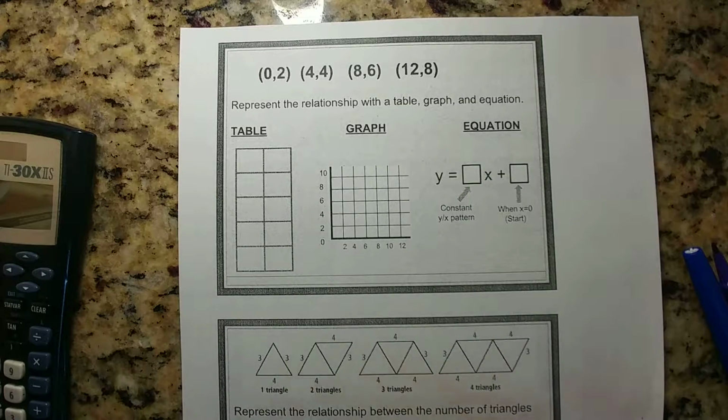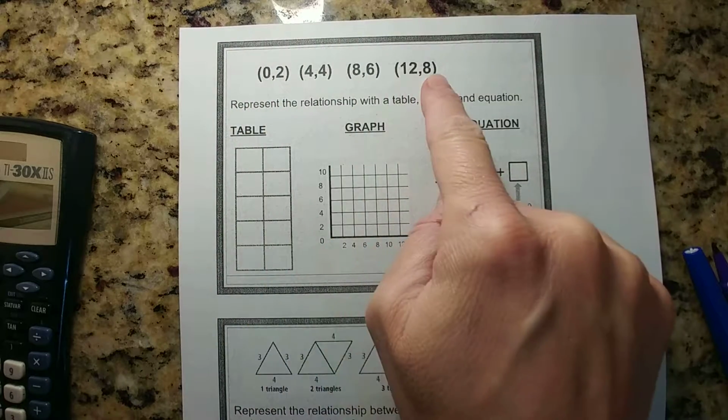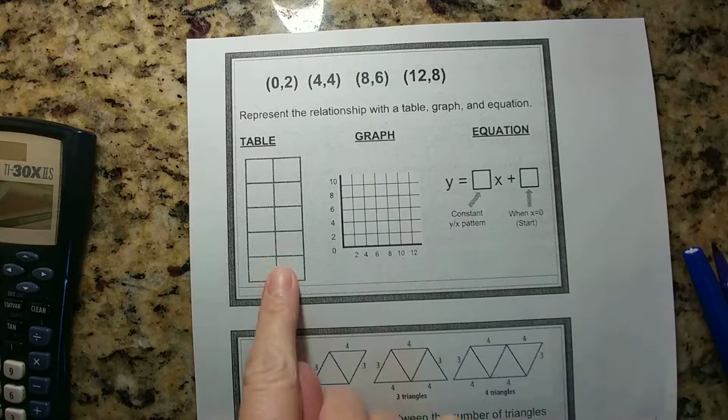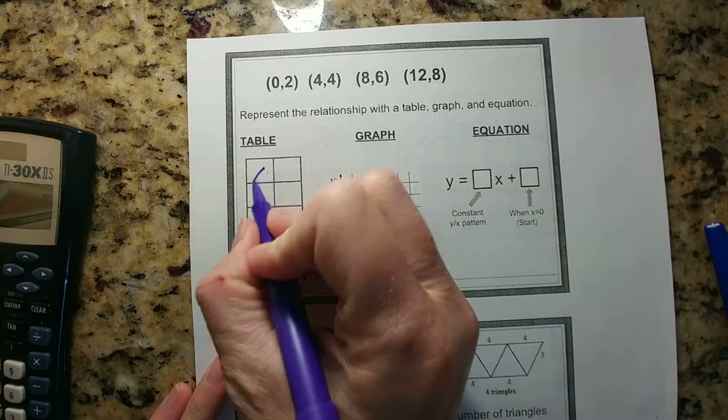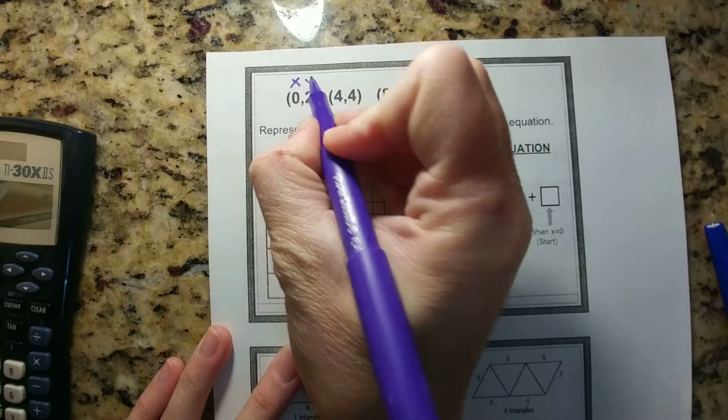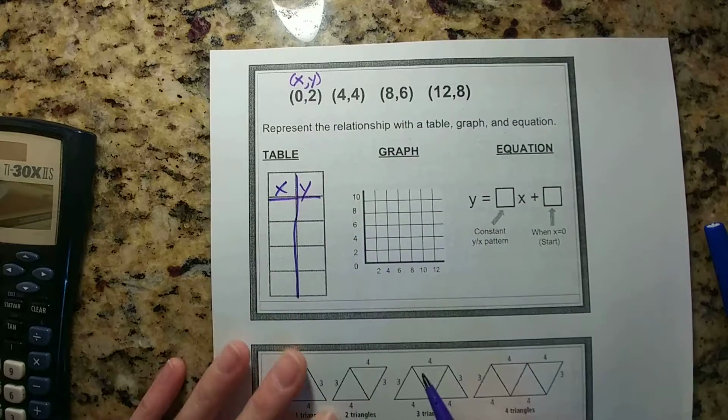Okay, let's look at the next example. Here we have a set of ordered pairs. We're going to organize these ordered pairs into a table. So here's my x, here's my y. Remember, in each ordered pair the x comes before the y, they're in alphabetical order.